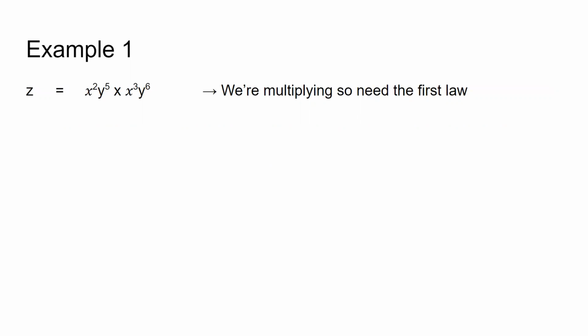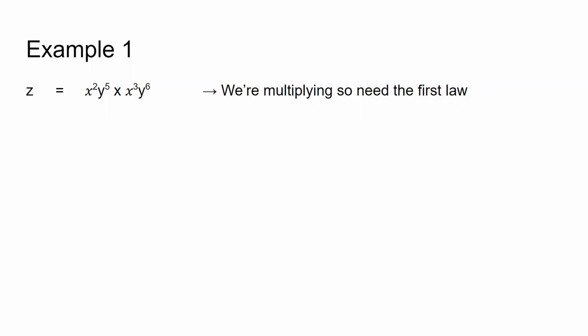Example 1, z equals x squared times y to the 5 times x cubed times y to the 6. We're multiplying, so we need your first law. Pause the video, have a go yourself, and we'll see how you've done afterwards.